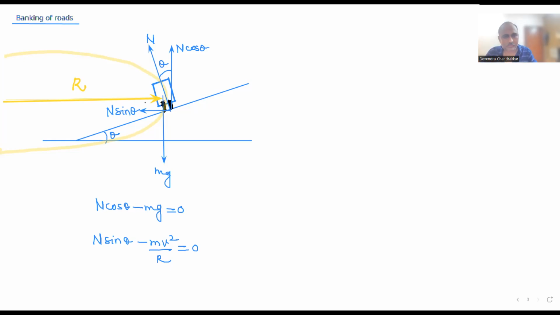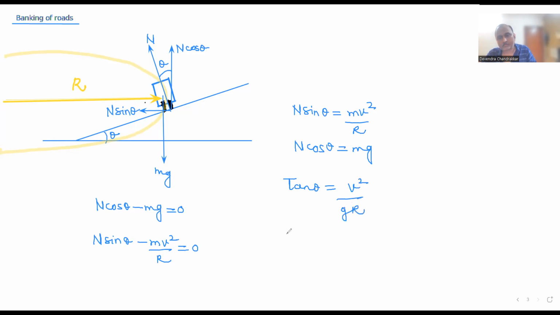When you solve it, what you get here is N sin theta is equal to mv squared over r. And we have N cos theta as mg, right? Take the ratio of it, you get tan theta as v squared over rg. So v is root of rg tan theta. Now you can see here that we have reduced its dependency on mu. Got it, all of you?